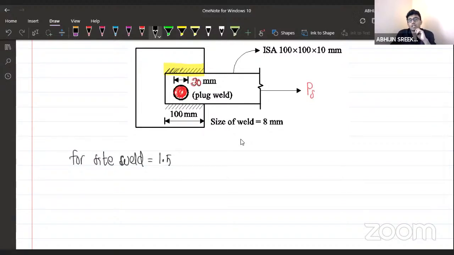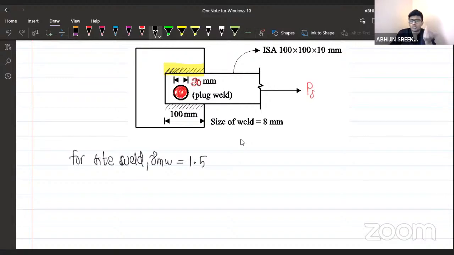Gamma MW value here will be equal to 1.5. Very good. Gamma MW value will be equal to 1.5. Very good, Krishna. And what if the welding is done on workshop? If the welding is done on workshop, what will be the gamma MW value? Exactly, it is 1.25. Very good, Krishna.